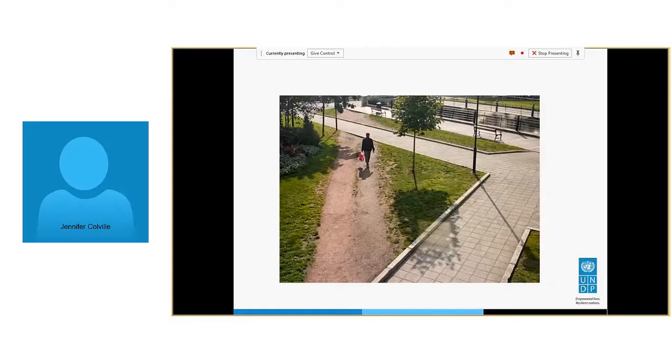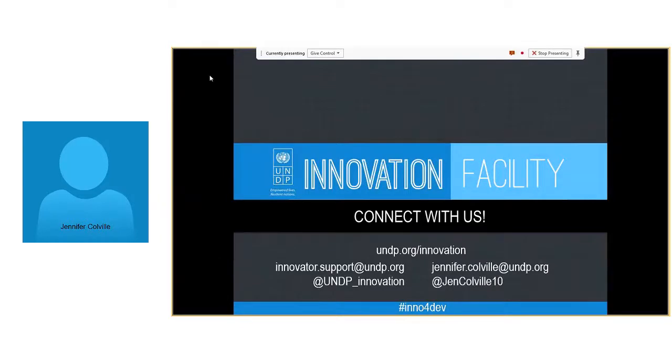So with that, why do we innovate? Here's our plan. There's reality. It's never the same. You need to be able to see what people actually do, and you need to be able to adjust. And so that's what we do at the Innovation Facility. That's it.